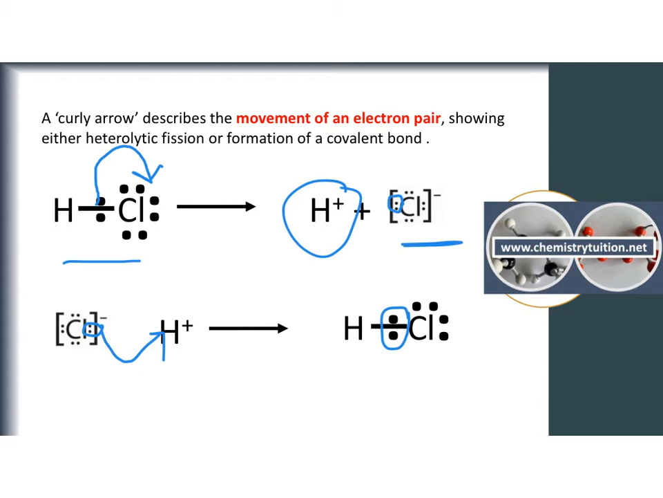Just in case you are interested in homolytic fission, an example would be a chlorine molecule. If I want to show homolytic fission, I actually use half-headed curly arrows like so, and that would be the correct way of showing the formation of two chlorine atoms or two chlorine radicals.